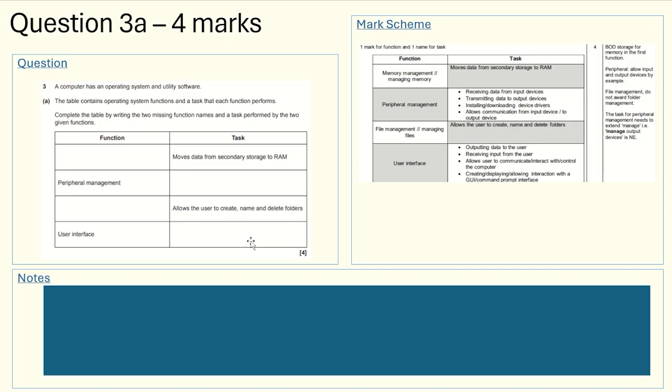So the first one, we're given the task: moves data from secondary storage to RAM. Okay, so this is taking something, for example, if you open up an app that is stored on your hard drive, it copies it from the hard drive to your RAM because it becomes in use. And remember, RAM is memory that's used to store apps or programs instructions that are currently in use. And that is the job of the memory management part of the operating system, because it's dealing with memory. It's moving data from one place to another. Okay, so memory management should be the function for this top one.